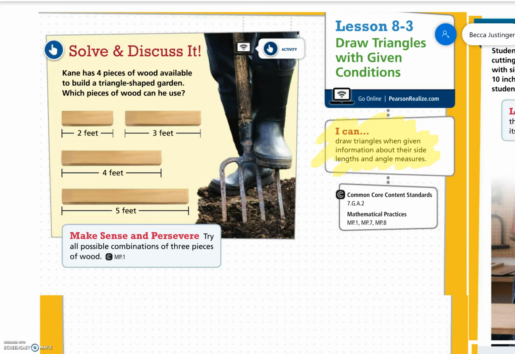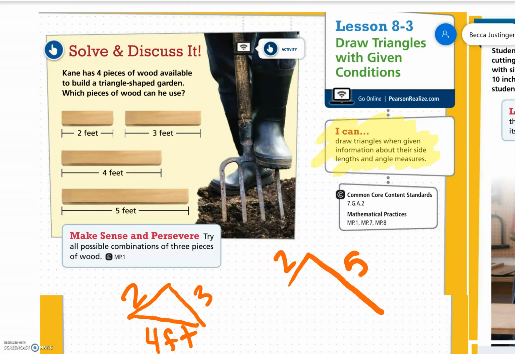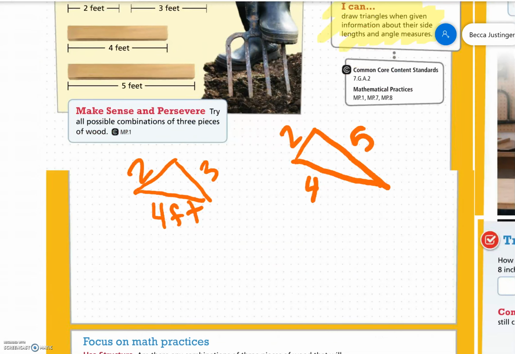Okay, so hopefully we got some options where we had the 2 foot plus the 3 foot and then the 4 foot, or the 2 foot with the 5 foot and the 4 foot. And I'm sure there were other ones, but I really hope that no one said 5 feet with the 3 feet and the 2 feet, because that won't ever make a triangle no matter how hard you try.